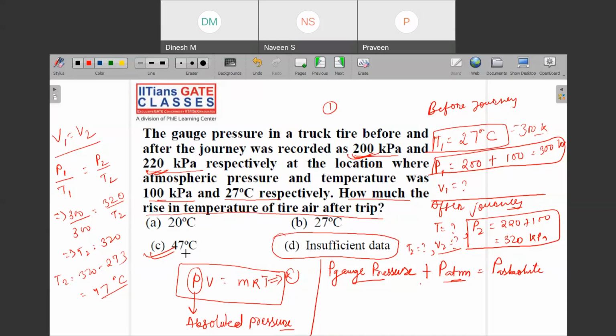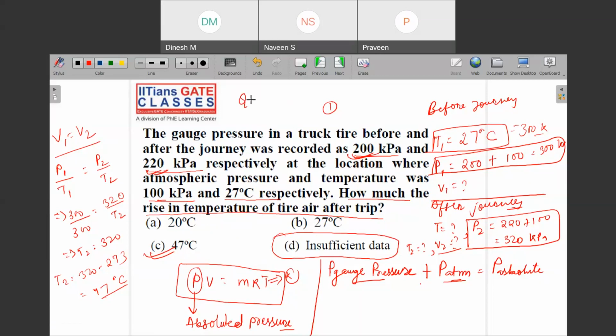I have nowhere used CV. So where have I used CV? I have never used CV. Please tell me. Yeah, like constant volume process, but there was no need.